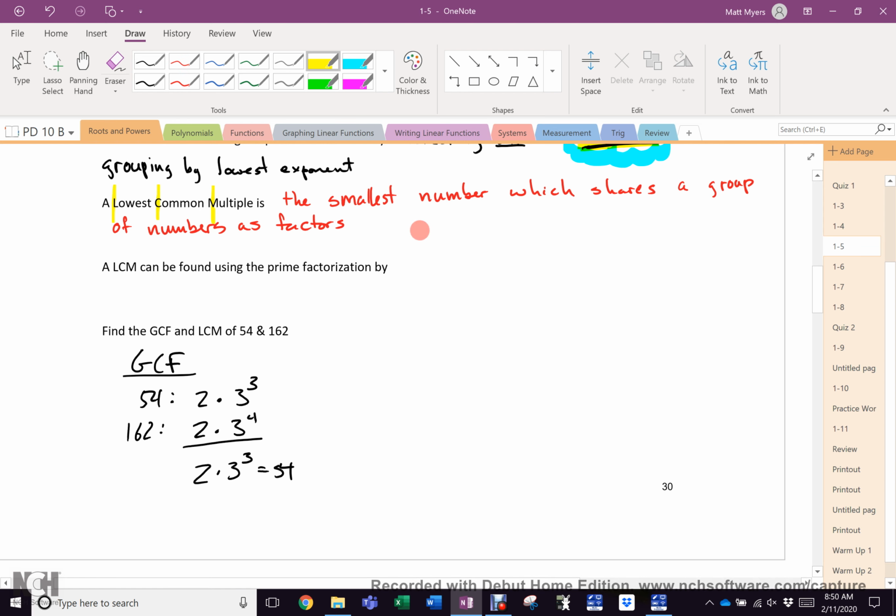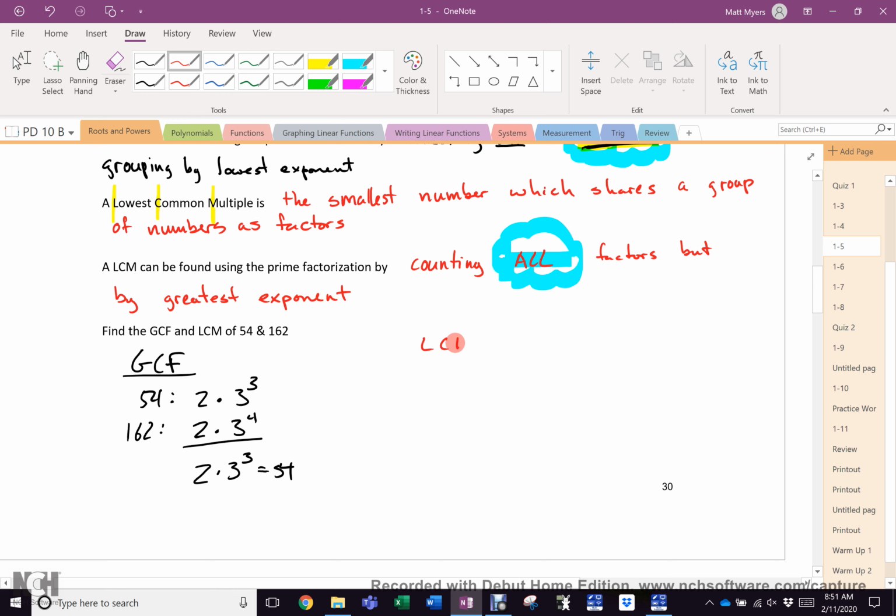So here we find, I got to get my red ink. The LCM can be found using prime factorization by counting all, not just common. Counting all the factors, but by greatest exponent.